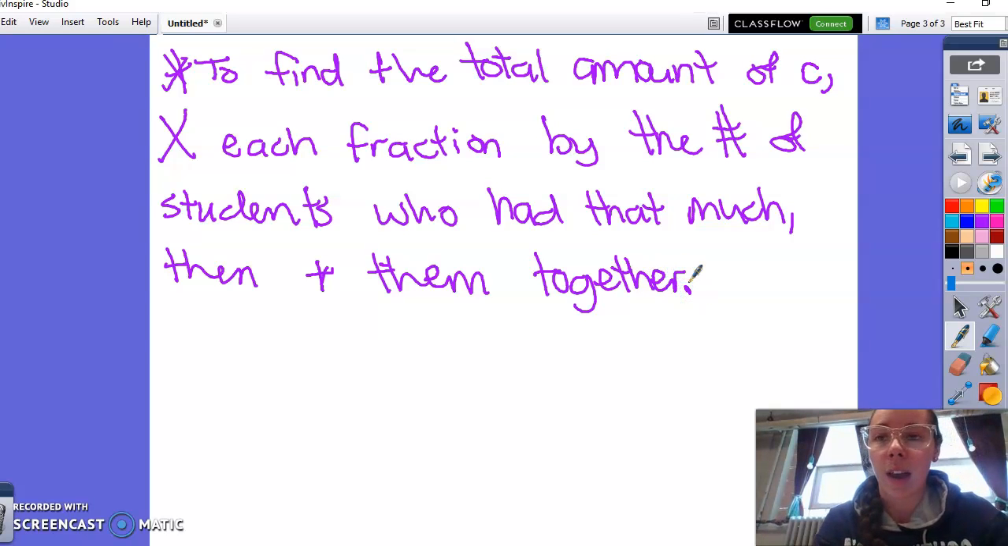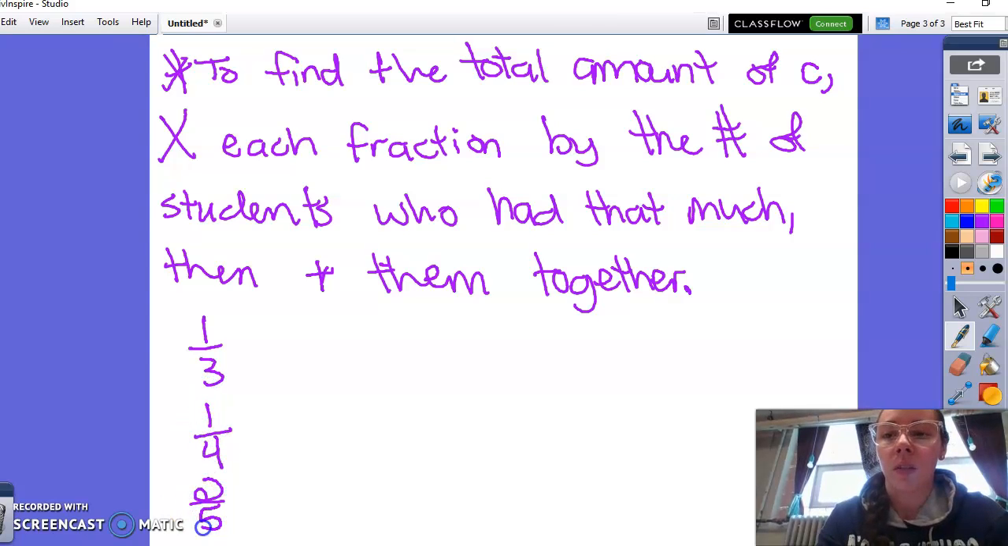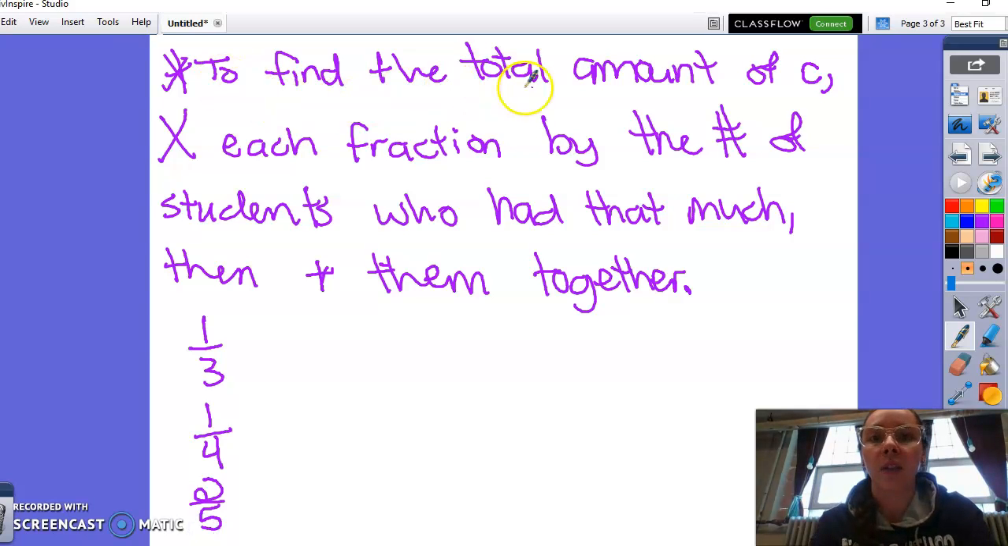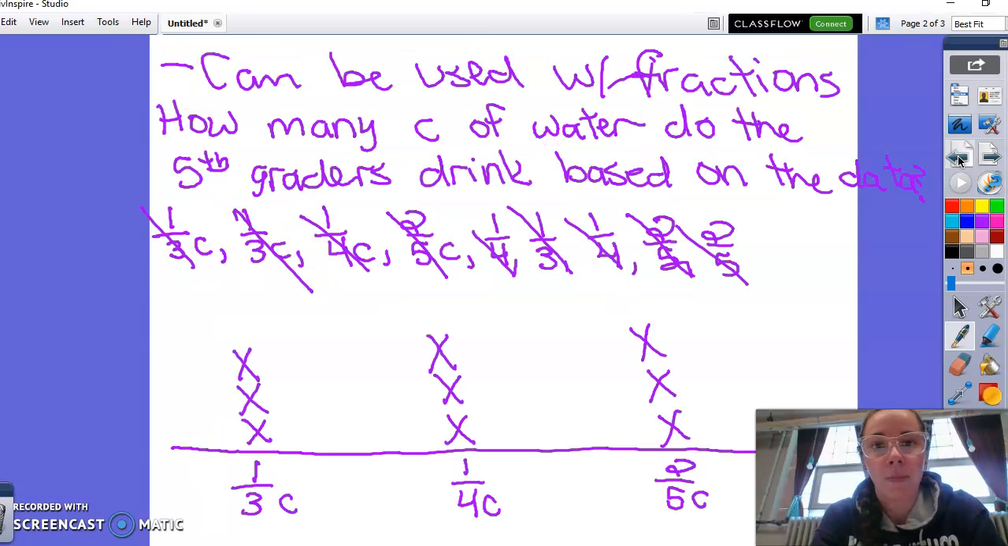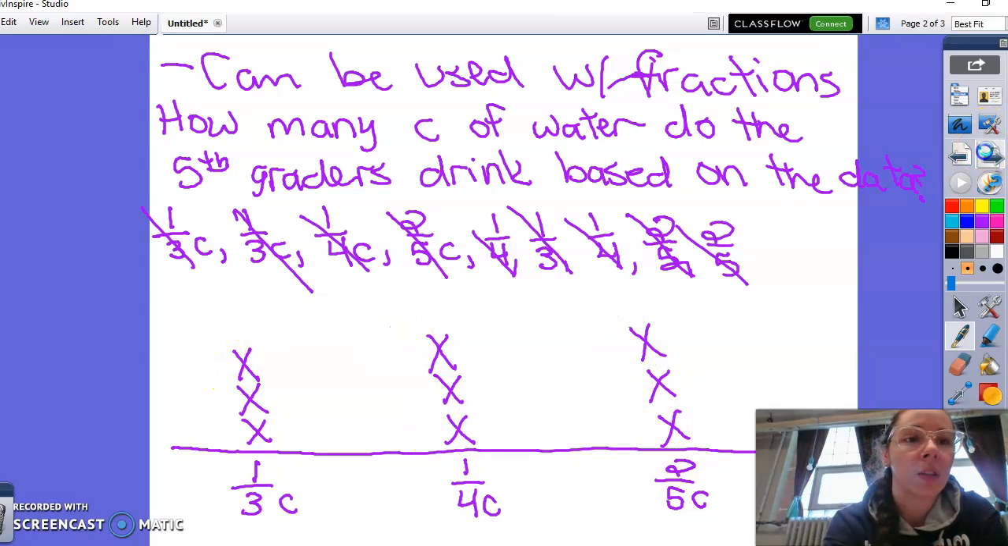Okay, so I know that I had the amounts of 1/3, 1/4, and 2/5. So, to find the total amount of cups, multiply each of these fractions by the number of students who had that much. So that's the first thing we have to do. So now we go back and look at our data. There we go. So there were 3 that had 1/3, 3 that had 1/4, and 3 that had 2/5.